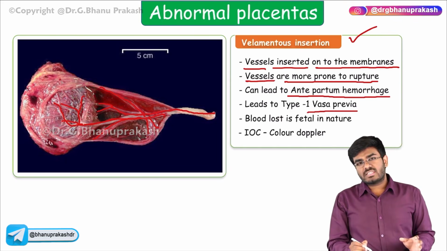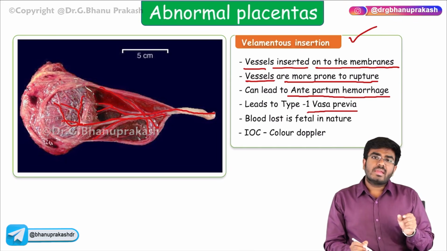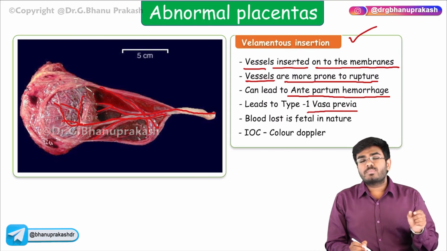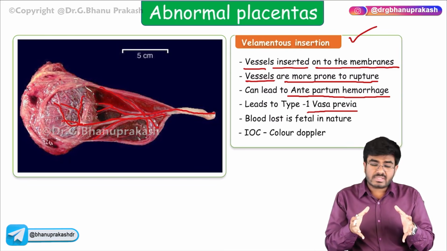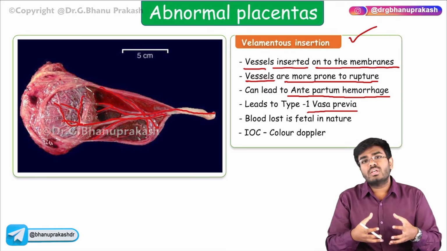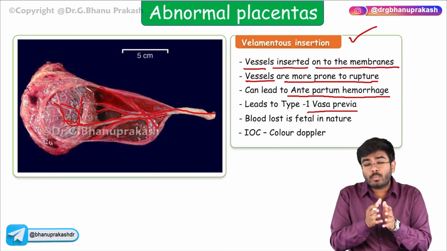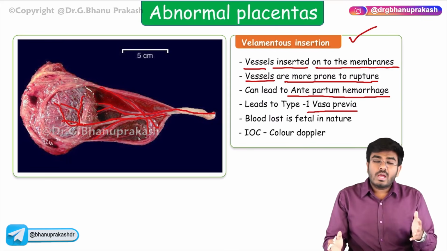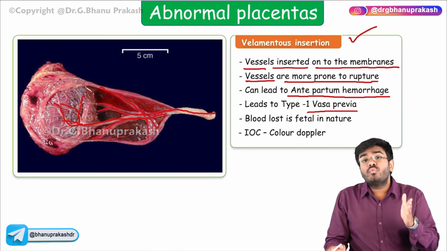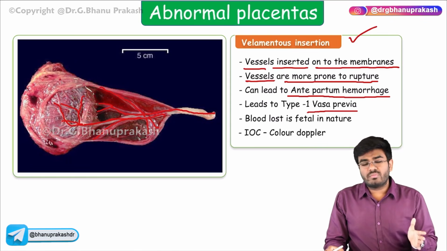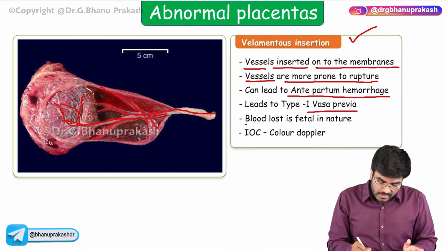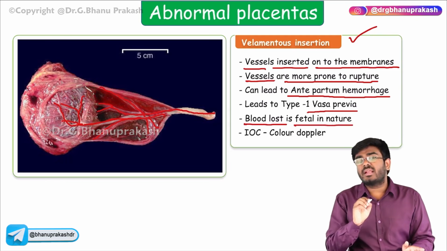Okay, what exactly is Vasa Previa? Vasa Previa is seen due to rupture of the fetal blood vessels. Why are these fetal blood vessels getting inserted onto the fetal membranes? They are more prone to rupture. So, rupture of these vessels will lead to fetal hemorrhage, which has the highest mortality. Very high mortality will be seen. The blood loss is fetal in nature, not maternal in nature.